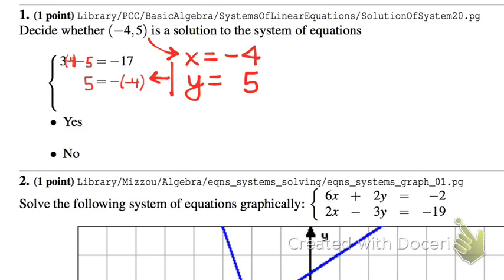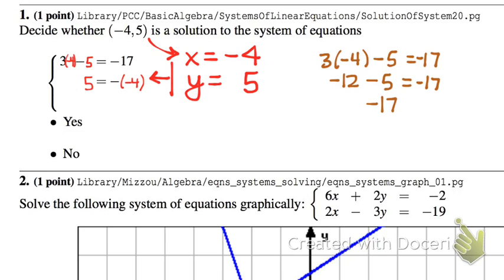Multiplication. And so the multiplication that I have here, so here's my equation. The multiplication is 3 times negative 4. And 3 times negative 4 is negative 12. Whoops, and I dropped a negative sign when I copied this over. And then negative 12 minus 5, that's negative 17, rather. So the first equation is indeed satisfied by this x and this y.